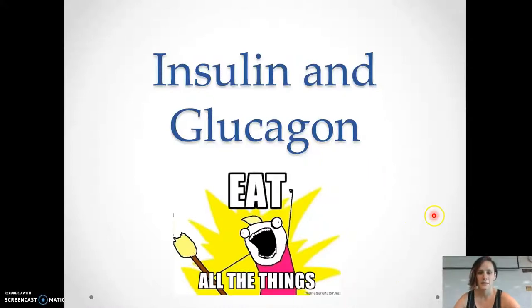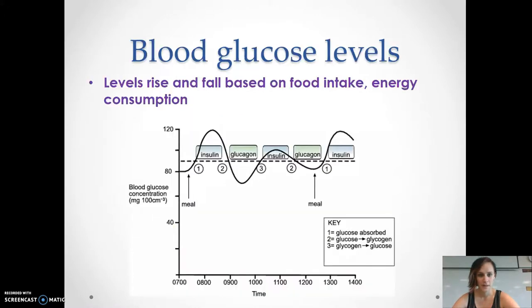Okay, this lesson is about insulin and glucagon, and what happens to our body when we take in some sugar and our body is trying to maintain homeostasis. So really we're looking at blood glucose levels, because everything is all about traveling around in the blood, and our blood is what delivers the glucose to the different cells. Our levels of blood glucose will rise and fall based on our food intake or our energy consumption.